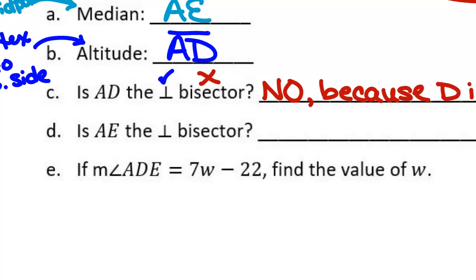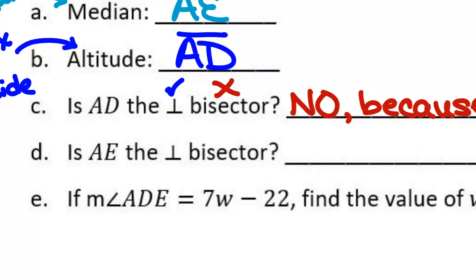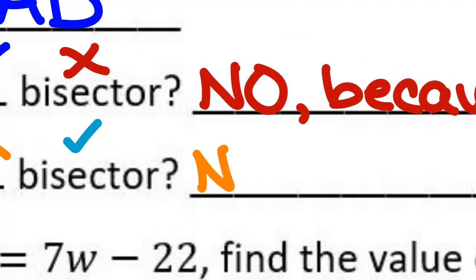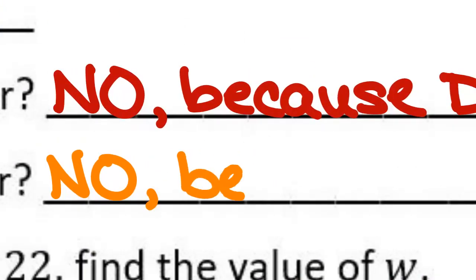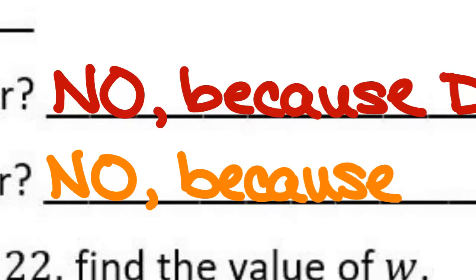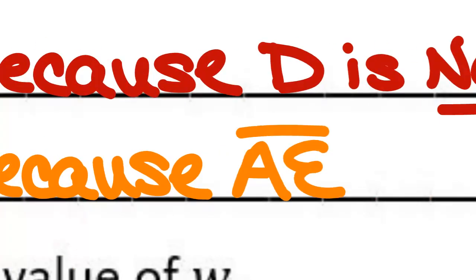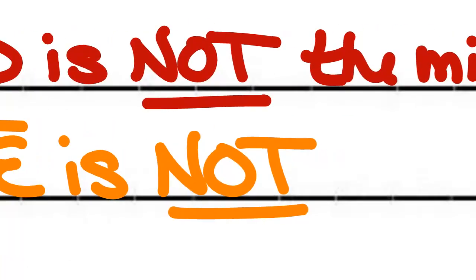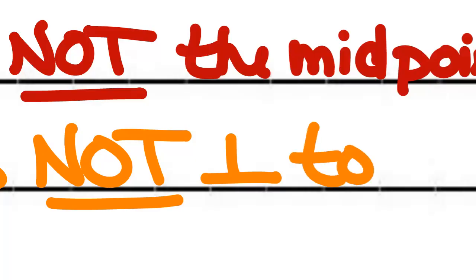Is AE the perpendicular bisector? No. Why not? It's not perpendicular. So we don't get the perpendicular part, but we do get the bisector part. It's got to do both jobs to be a perpendicular bisector. So I would say no, because AE is not perpendicular to BC.